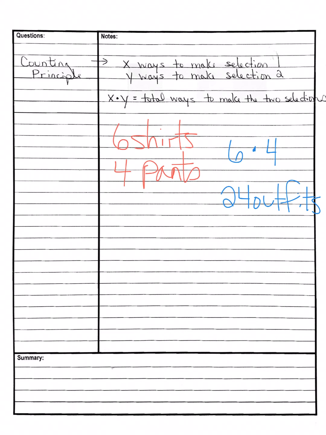Another example of the counting principle would be, let's say that you're picking out a car, okay? And let's say that you get to pick from either a 2-door or a 4-door. Let's say the interior can either be white, black, or tan. And let's say you get to pick either cloth seats or leather seats.